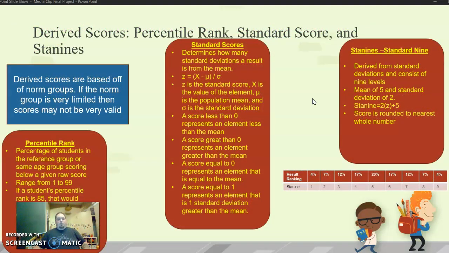Next, we move on to derived scores, specifically percentile rank, standard score, and Stanines, and how they relate to the normal distribution. Derived scores are based off norm groups. If the norm group is very limited, the scores may not be very valid.